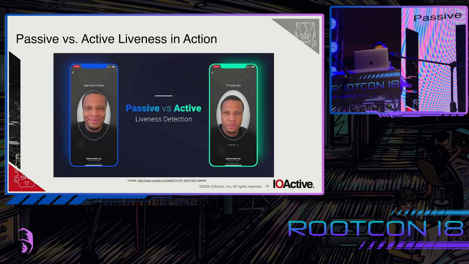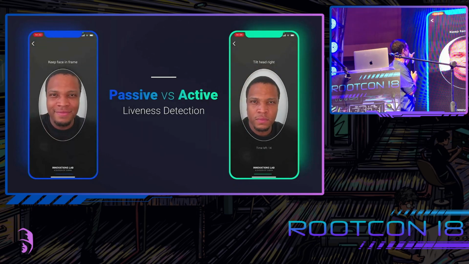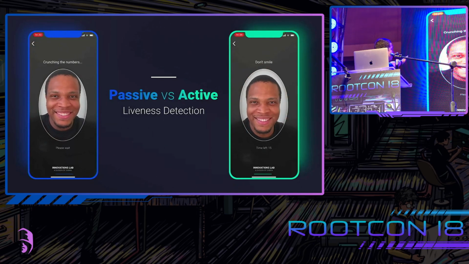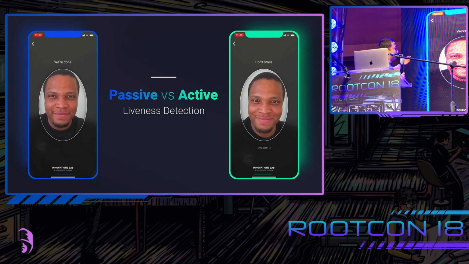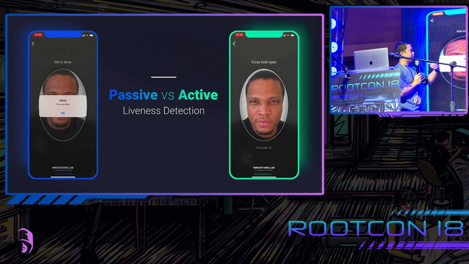So here's an example of what the passive and active liveness looks like. On the left one, the user will just present themselves to the camera and AI works to detect whether that person is alive or not. On the right side, that is active liveness detection, wherein users are required to perform some tasks like closing their eyes or opening them, looking at the screen, or turning their head to the left and right.